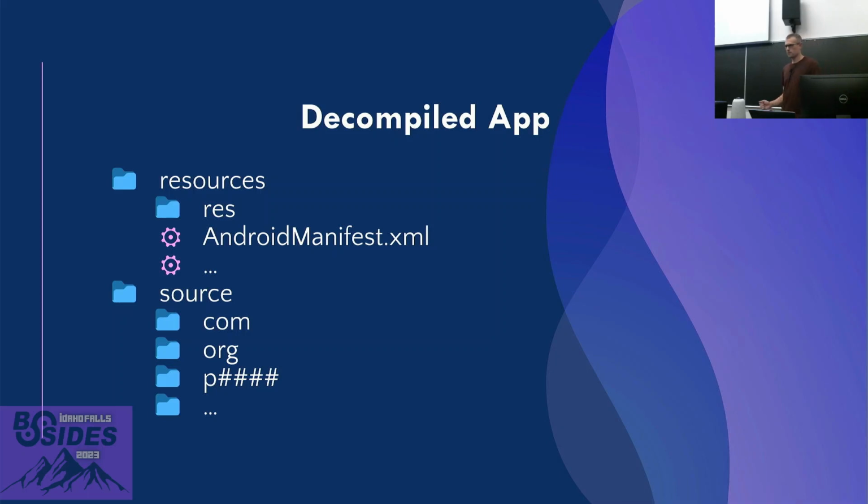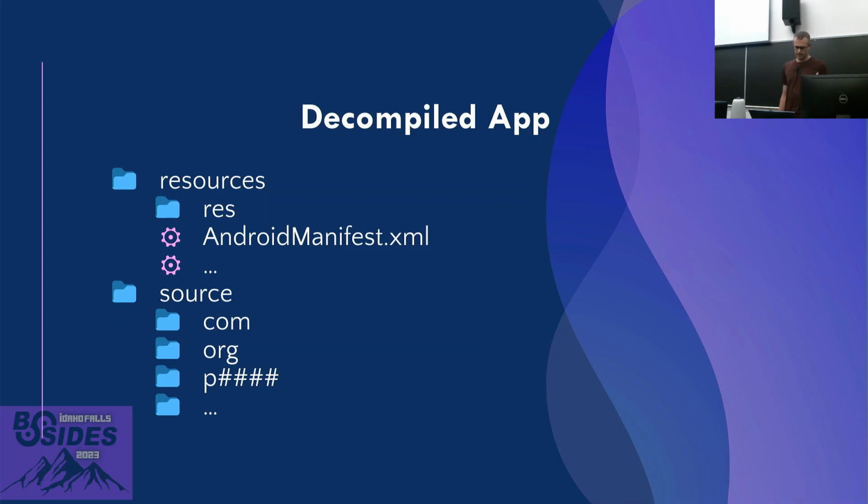Other values such as strings. You can also have translations. So if you want your application to display text in English and Spanish and other languages, then you can put those in there as well. And then the source folder is going to contain the source code that we actually want to look at for vulnerabilities. The resources folder also contains an important file called AndroidManifest.xml.